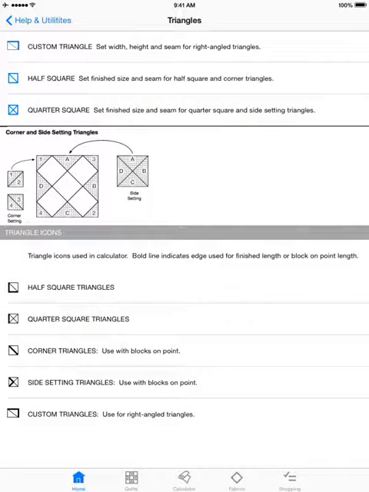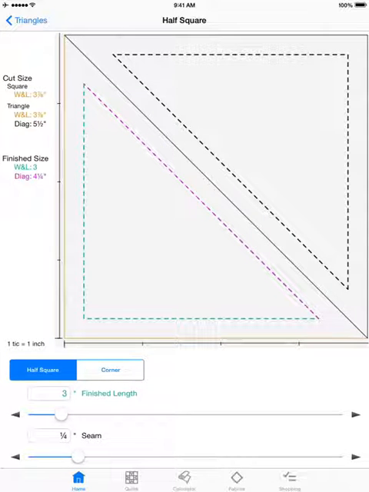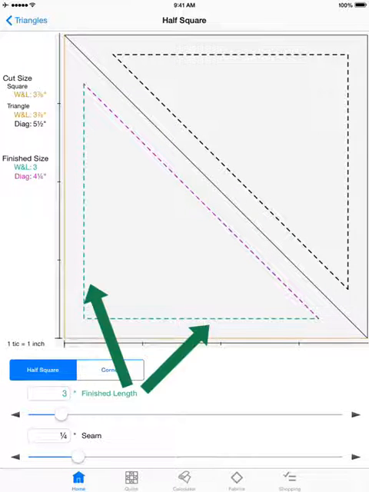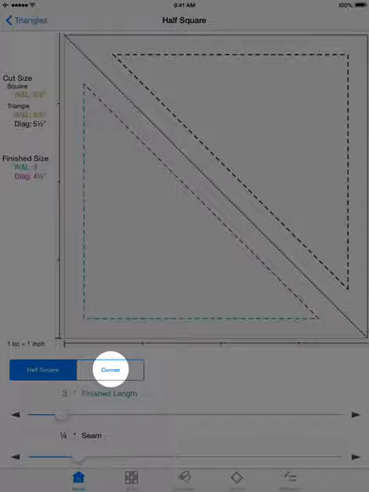The next one I want to show you is the half square triangle calculator, and this is used for common half square triangles in quilts, but also for corner triangles. So let's take a look at how that works. Half square triangles use the green lines that are highlighted on the diagram. And you will see that there are 2 choices at the bottom of the screen. You can choose a half square triangle or you can choose a corner square triangle. The half square triangle uses the green lines, like I said, the length and the width, but let's look at what happens with the corner square triangle.